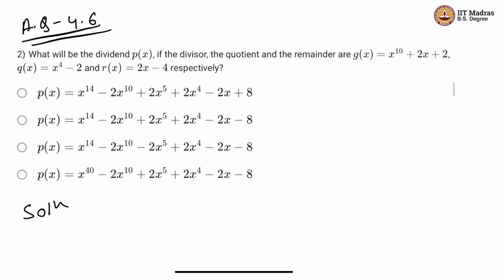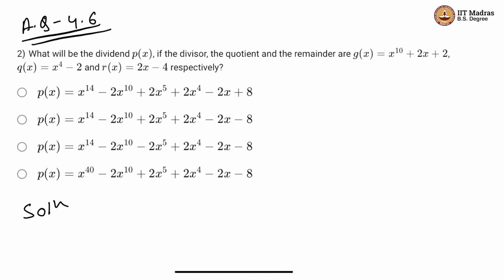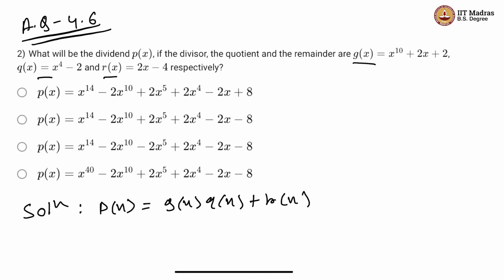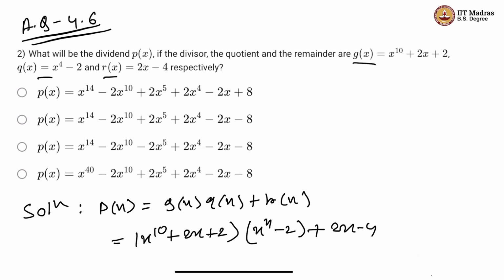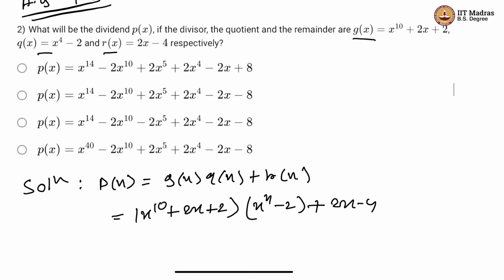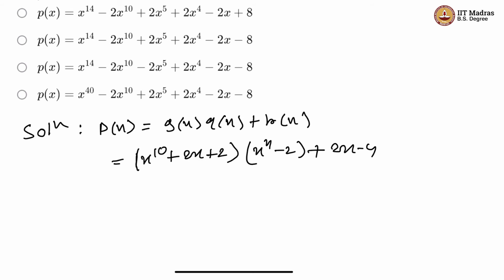Next, move to the next question. What will be the dividend p if the divisor, the quotient and the remainder are these? So we know that p(x) will be equal to g(x) into q(x) plus r(x), right? So what is our g(x)? g(x) is x^10 plus 2x plus 2. q(x) is x^4 minus 2 plus 2x minus 4, right? So we have this two polynomial multiplication. We can do the multiplication.